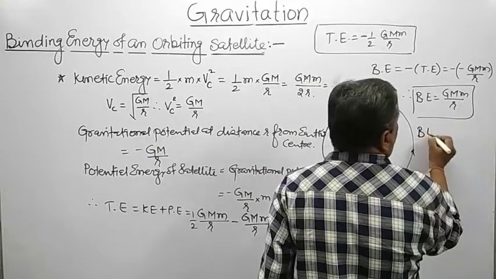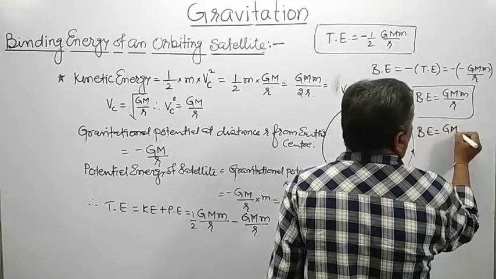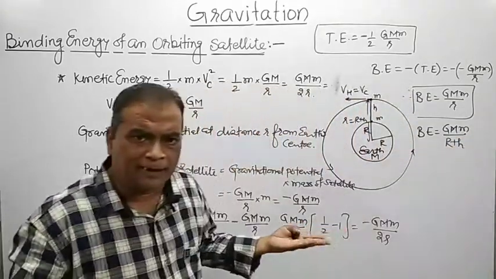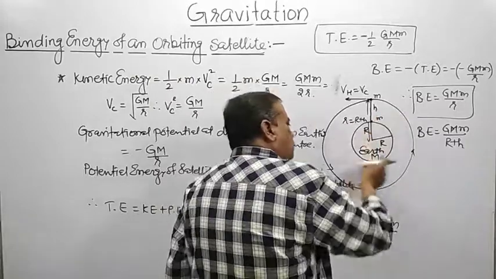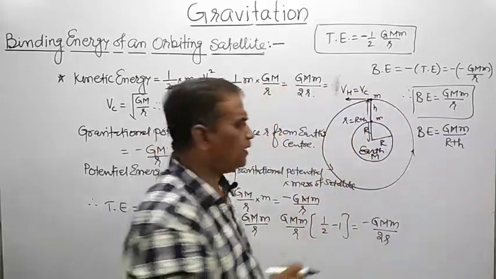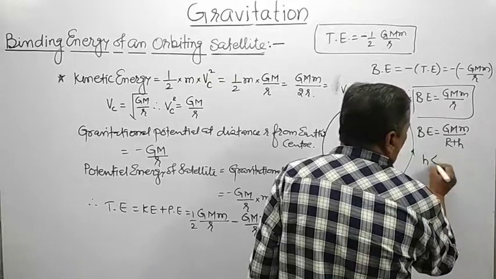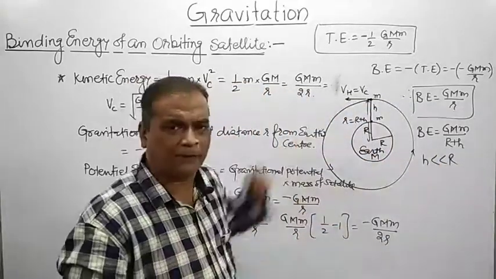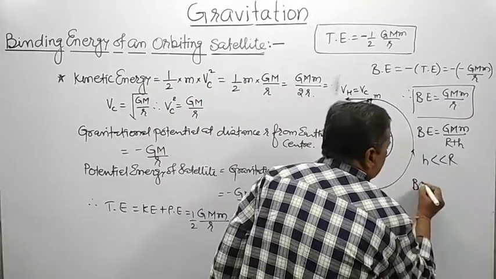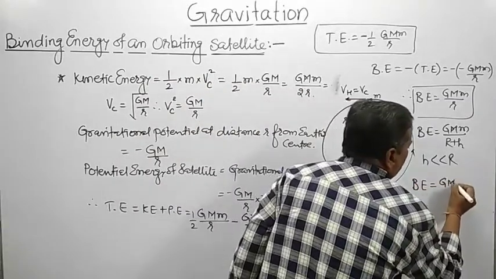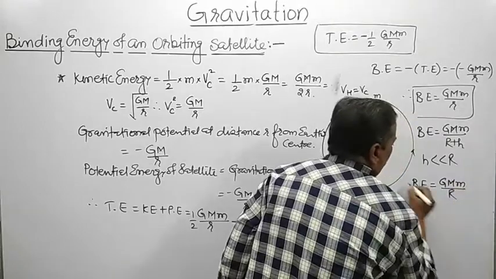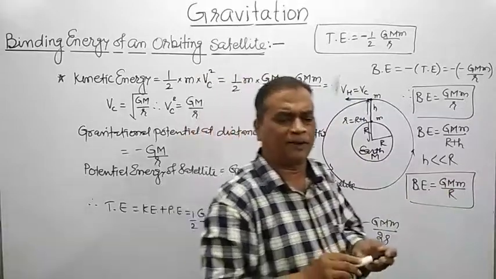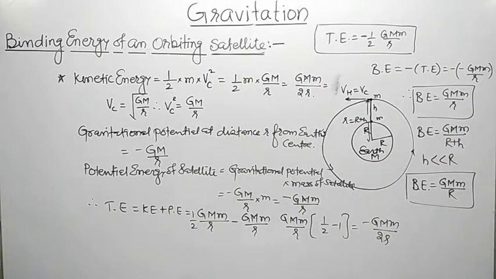Again, you can have different cases. Binding energy is equal to GMm divided by 2r, where small r means R plus h. Special case: when the satellite is revolving close to the surface of the earth. When a satellite revolves close to the surface of the earth, then h is very small as compared to the radius of the earth. So the binding energy of a satellite revolving close to the surface of the earth is GMm divided by 2R.